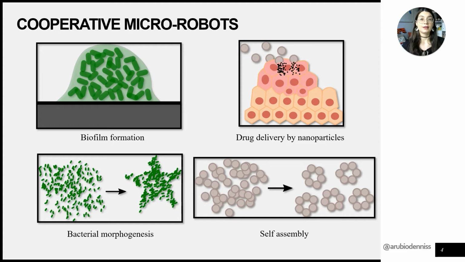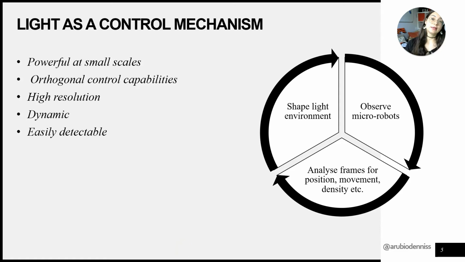Obviously, you can't necessarily build a remote control or a computer to do it in the same way that you might with a big robot. But there's a few different options. The way that I've gone about it is to think about light as a control mechanism. I think light as a control mechanism has benefits over some of the other methods, which I'll go into. So for example, magnetic control is widely used, or chemical induction, thermal activation. I think light has advantages over these because of the really high resolution you can achieve.